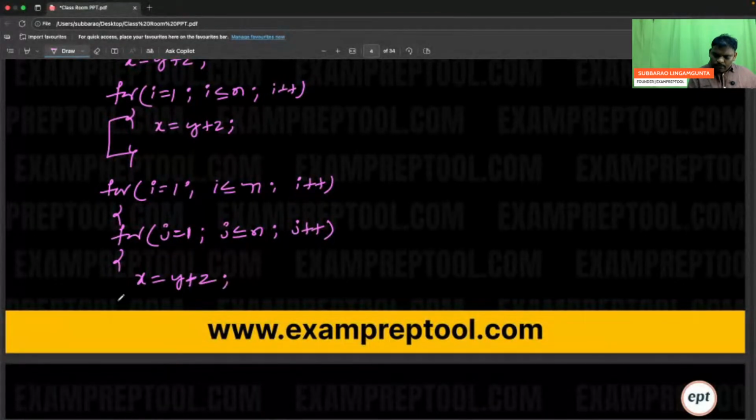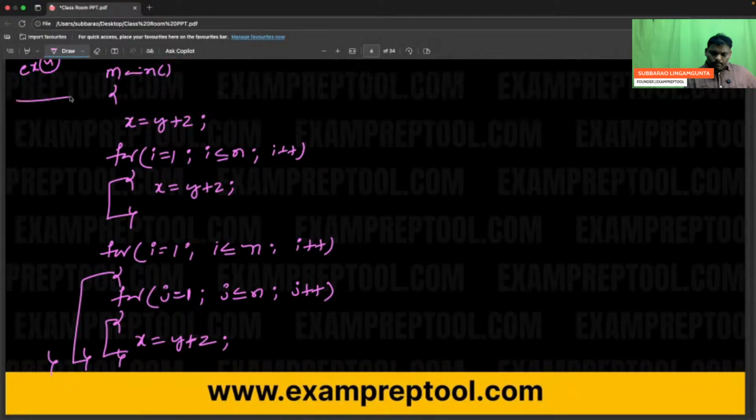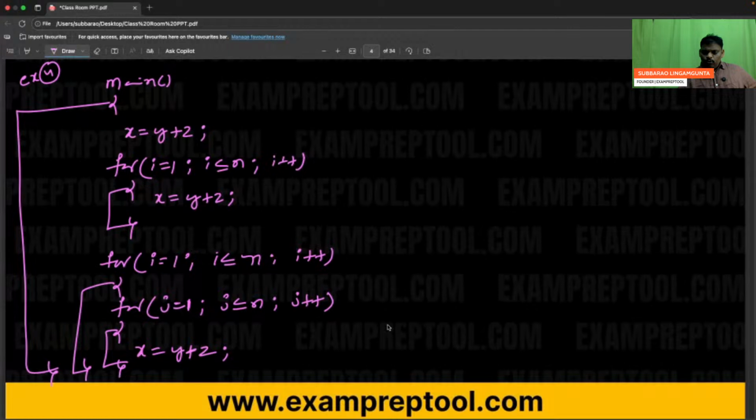So end of the j loop, end of the i loop, end of the program. So this is the fourth program. Remember, it is the fourth program.